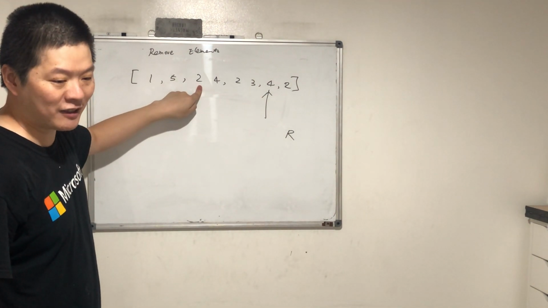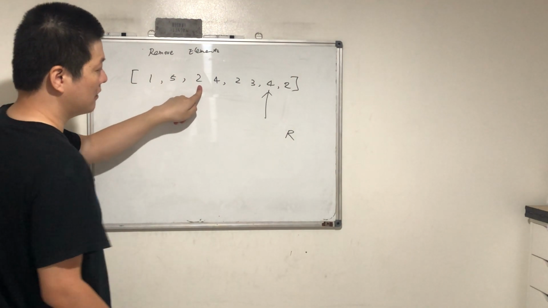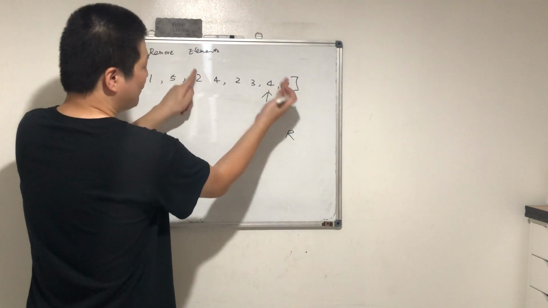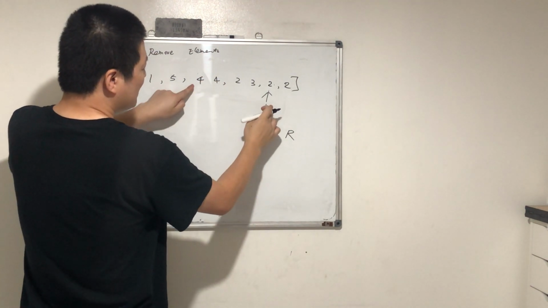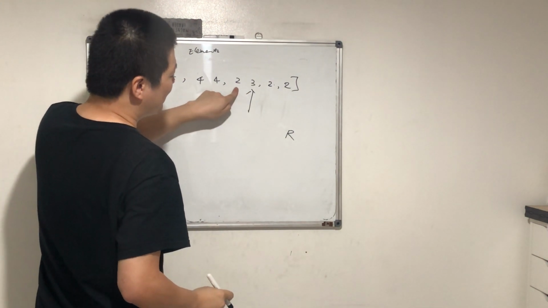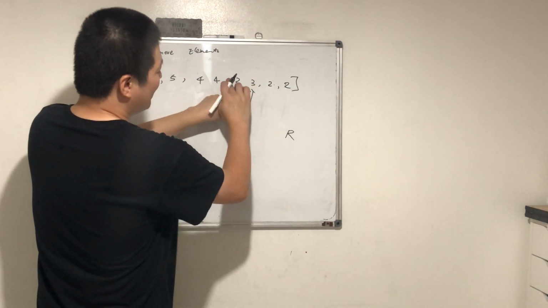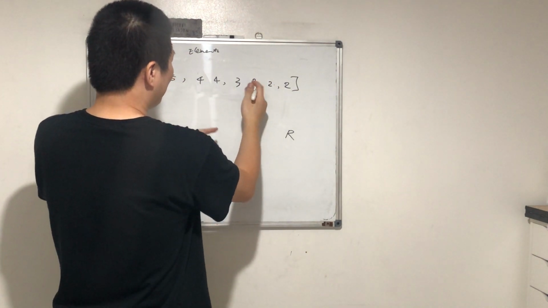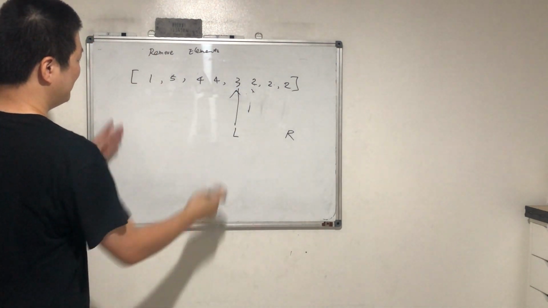Then the next 2, what happened? We move it to the right pointer by swapping it, 4 and 2, and then decrement again. Then there's another target, so I swap it with 3 and 2. Now the pointers meet each other, so we return here.